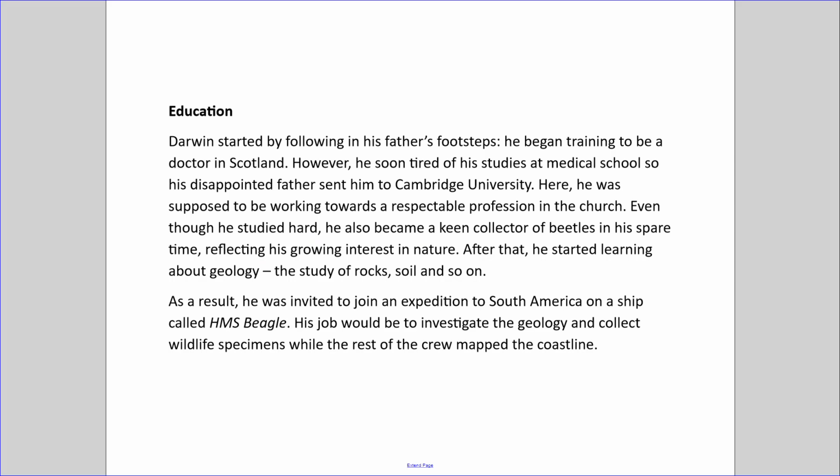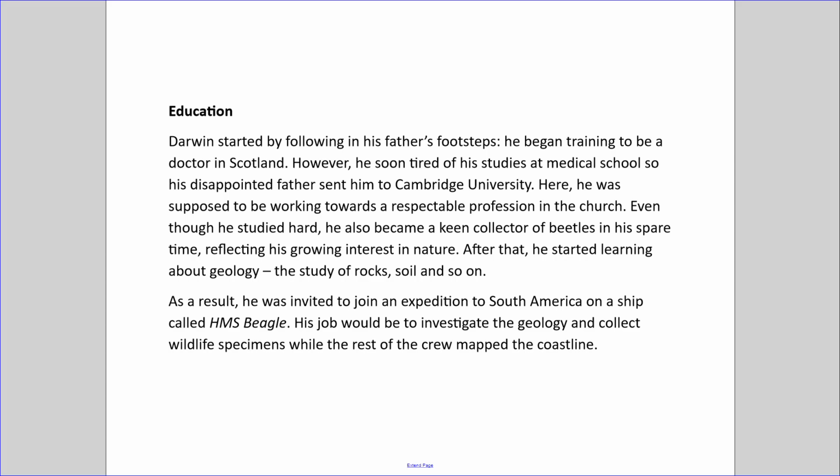So, education. Darwin started by following in his father's footsteps. He began training to be a doctor in Scotland, so he copied what his dad did. However, he soon tired of his studies at medical school, so his disappointed father sent him to Cambridge University.